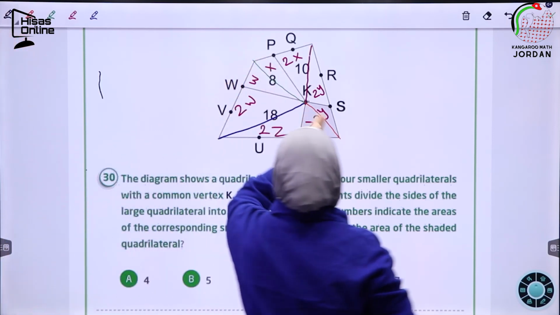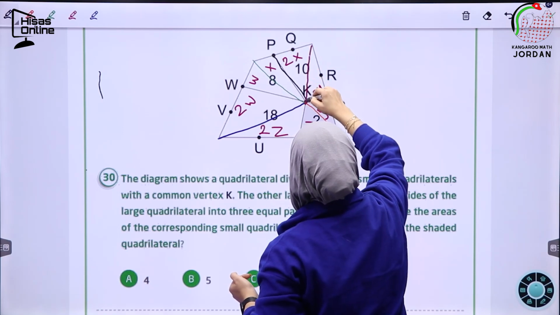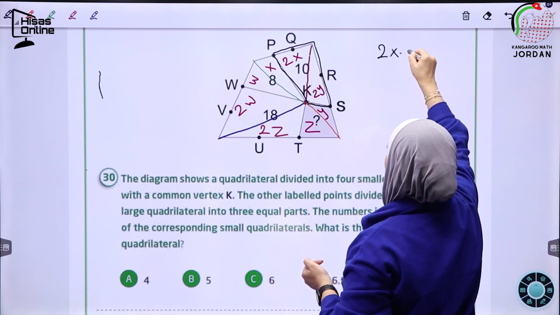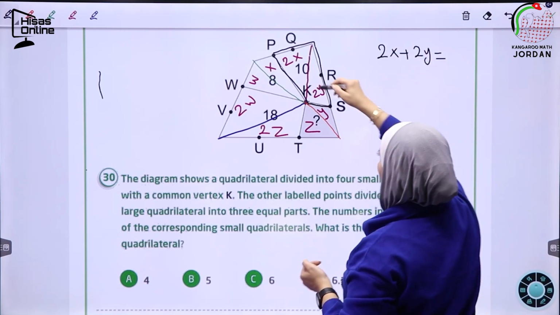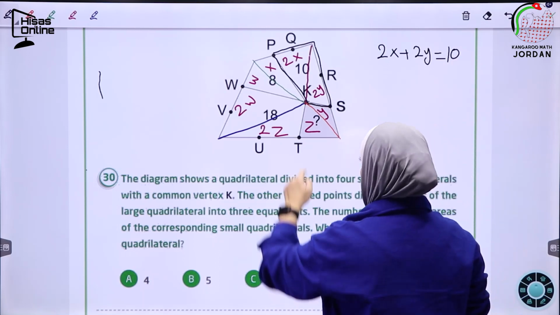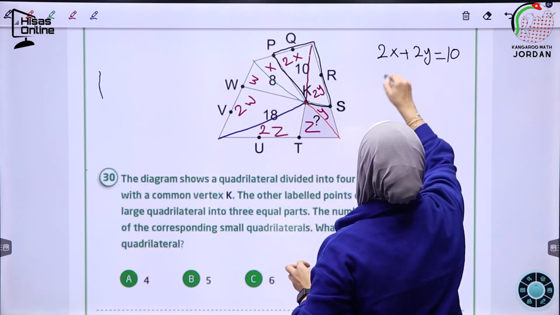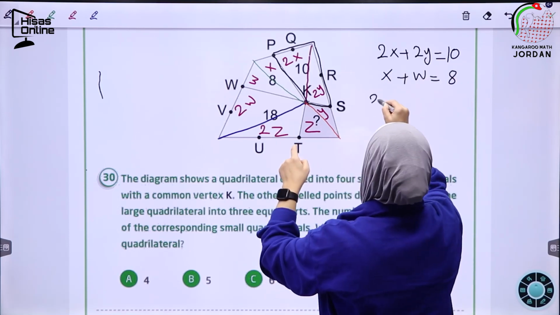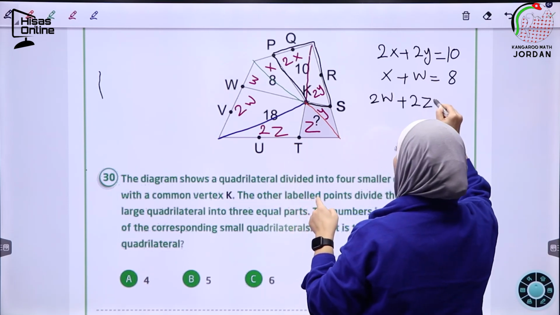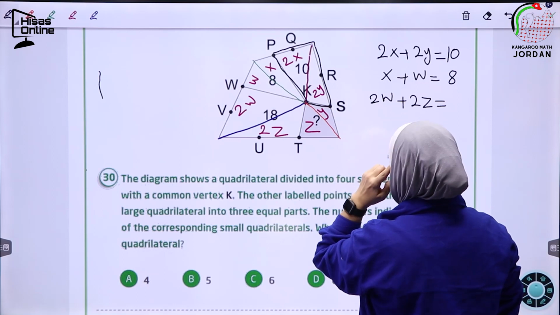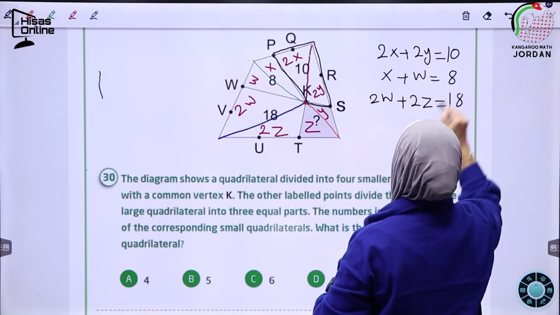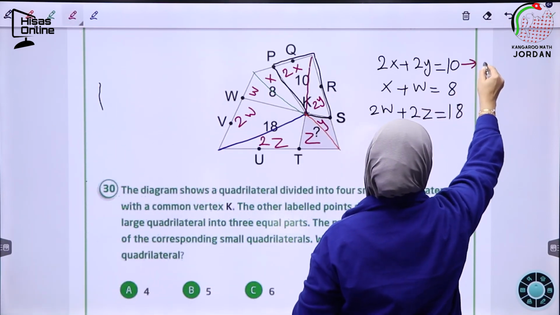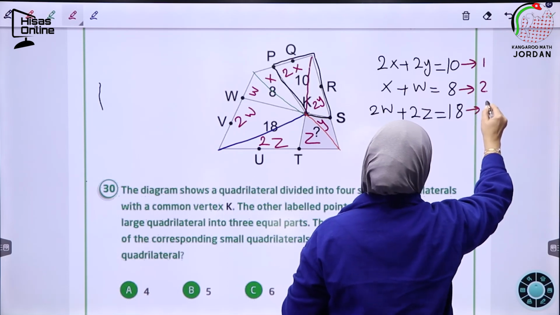From the first quadrilateral shape, which is this one, I can tell that 2x plus 2y equals 10. Good. And x plus w equals 8. And 2w plus 2z, oh sorry, 2w plus 2z equals 18. Okay, I will number the equations. This is equation number 1. This is equation number 2. And this is a 3.